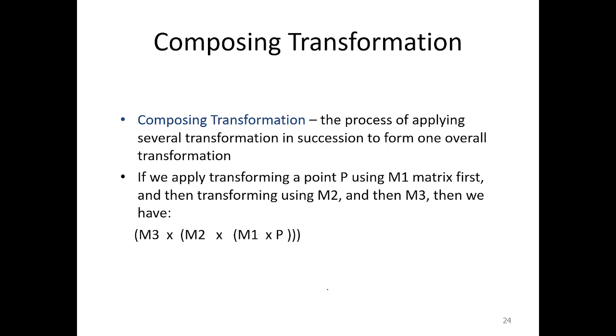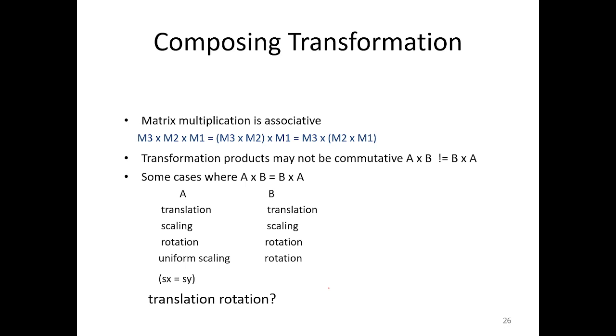That is equal to M3 times M2 times M1 times P. Now we can take M3, M2, M1 together in the form of M. Then M times P is a pre-multiplication. Matrix multiplication is associative, that is M3, M2, M1 equals M3, M2 times M1, which equals M3 times M2 times M1. However, transformation products may not be commutative: A cross B is not equal to B cross A.